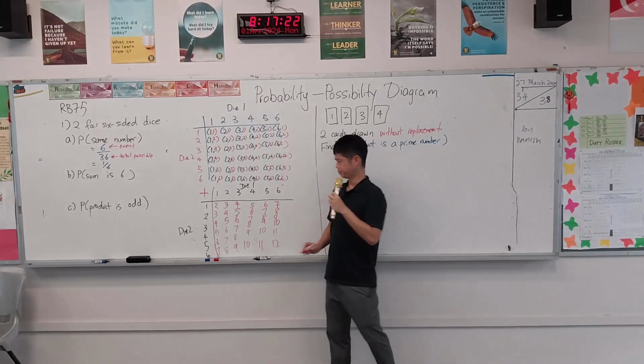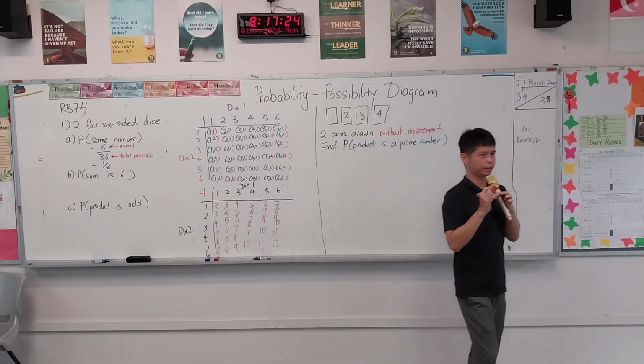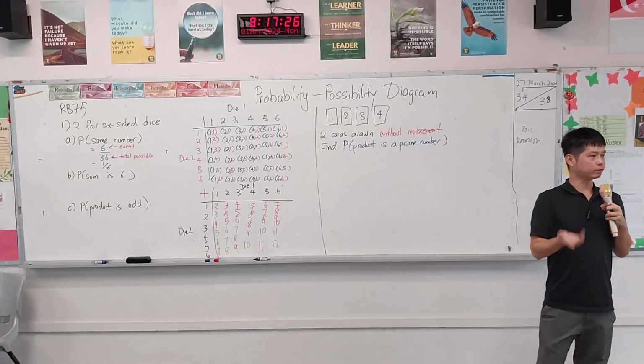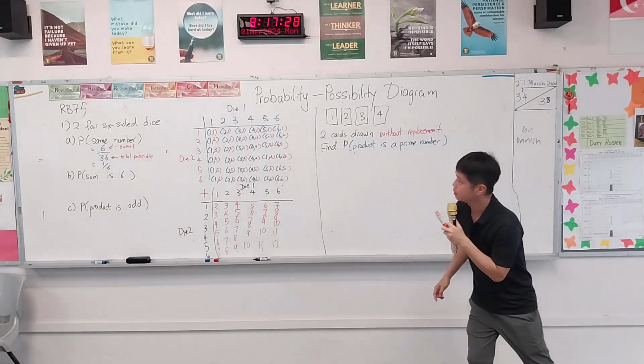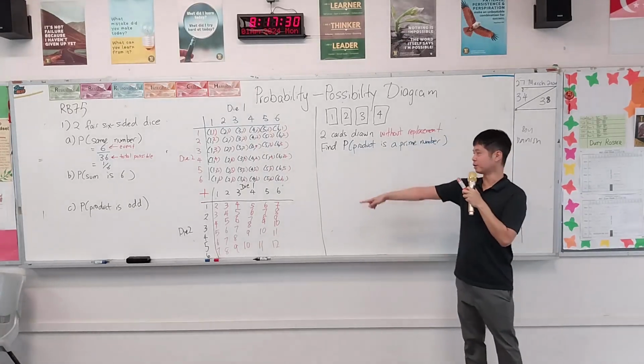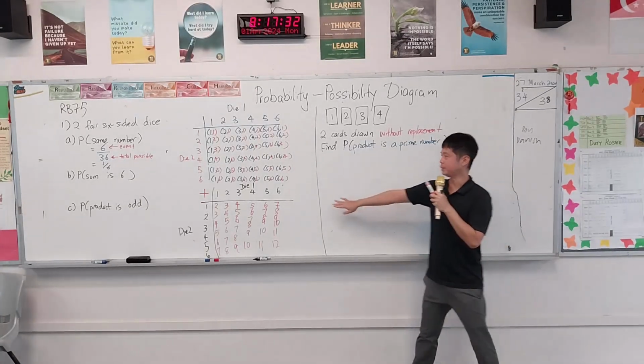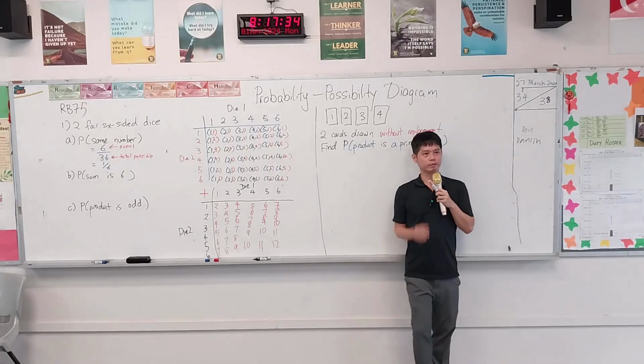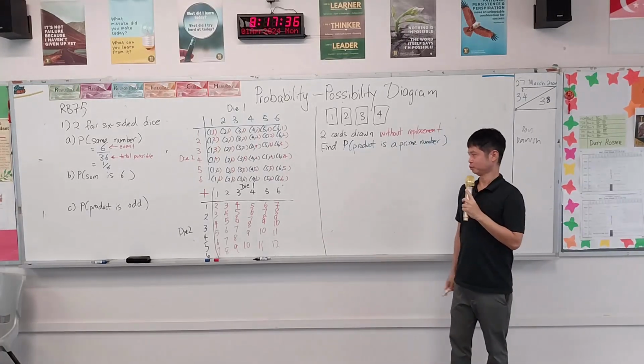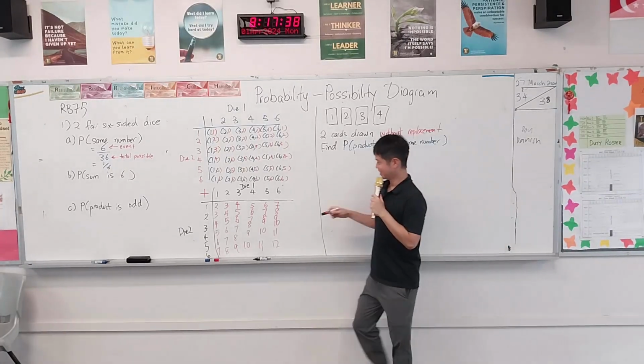11, 12. The alignment is a bit out, but never mind. Because at the end of the day, we want to count how many of them have a sum of 6. Now can you look at the new possibility diagram? How many of them have a sum of 6? Wow, you count so fast.